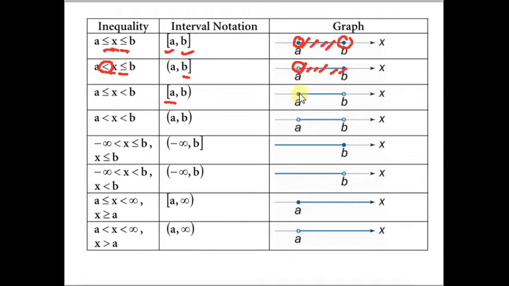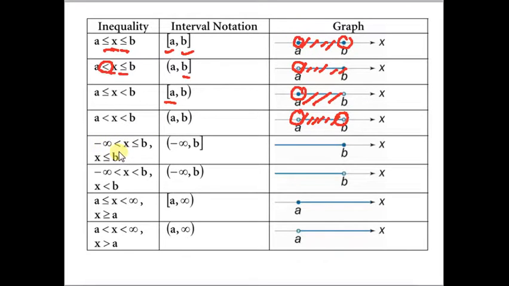See, in the graph, a is there, b is not there. So it can take any value that lies between a and b. Now a less than x less than b. It means it will take values between a and b. It can't take the values of a and b. So it will take values between a and b, but it can't take a and it can't take b.